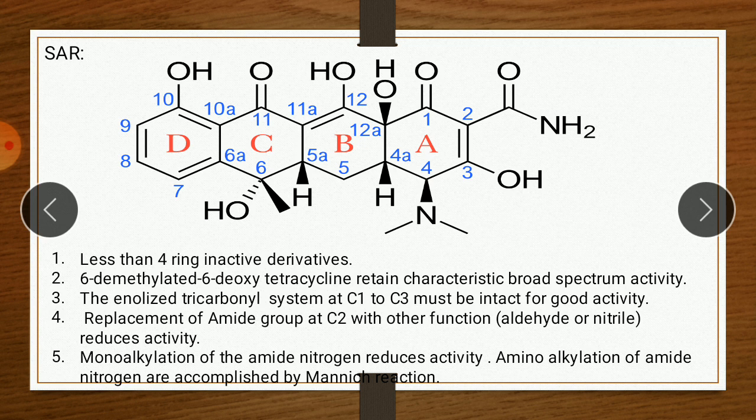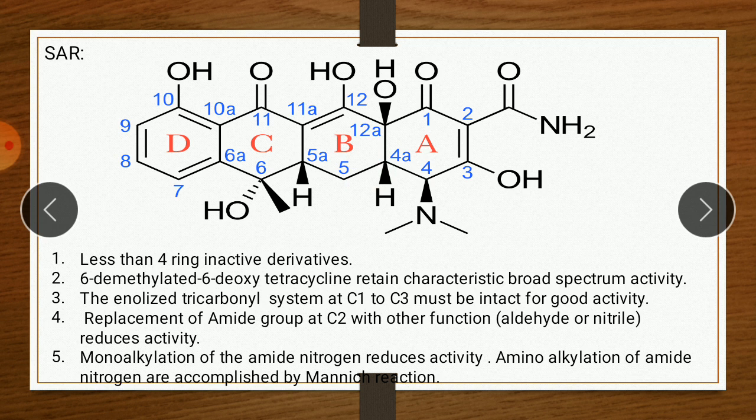Then SAR of tetracycline. So here the general structure is given with the numbering. The numbering starts from here: 1, 2, 3, 4A, 5, 5A, 6, 6A, 7, 8, 9, 10A, 11, 11A, 12. Like this. Ring names are given: A ring, B ring, C and this D ring.